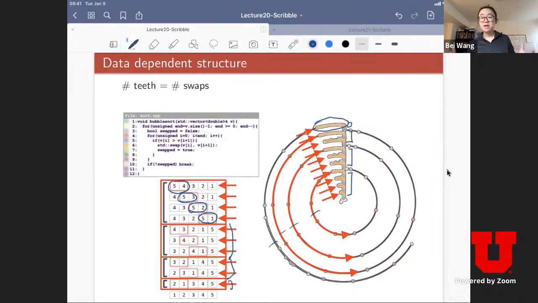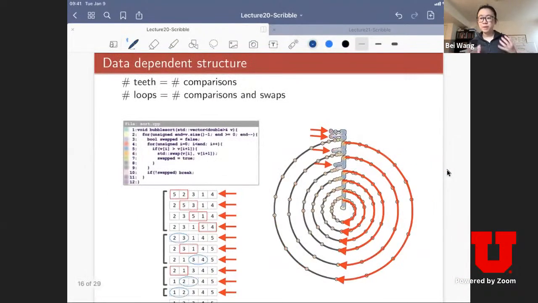Okay, so it's very interesting that even in one single parametrization and visualization, I'm able to capture both comparison and swap. And of course, naturally, the next thing is, what if my data is permuted? It's not perfectly sorted, and it's also not perfectly inversely sorted. It's actually a random set of numbers. So there is a number of comparisons, and then there's a number of swaps. Again, it's the same thing. In this particular visualization, the loop captures both comparisons and swaps, and the teeth are just the number of swaps.